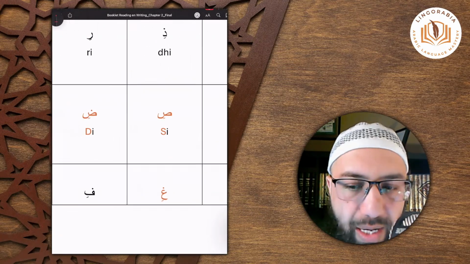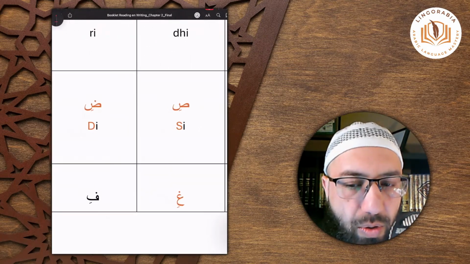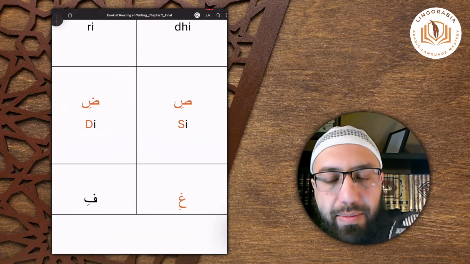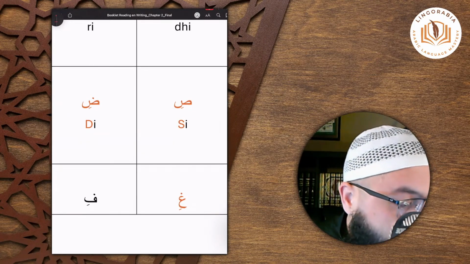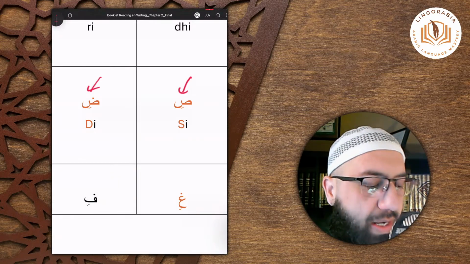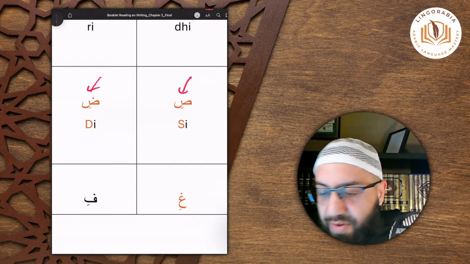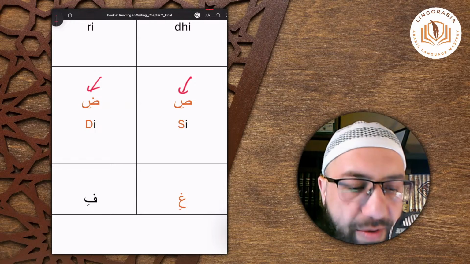Now we go to two other letters. You see, guys, it's color coded. Orange means you pronounce it heavily. So the sad and the dot, the coming two letters, they are heavy letters, guys. You have to pronounce it heavily.